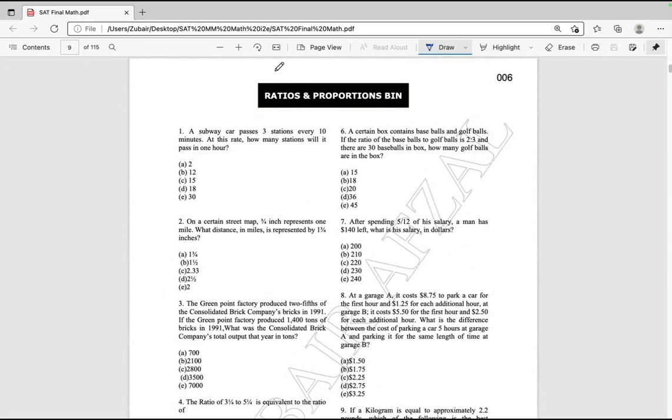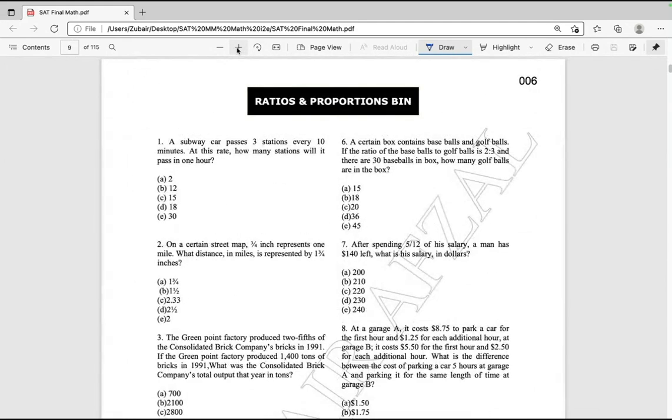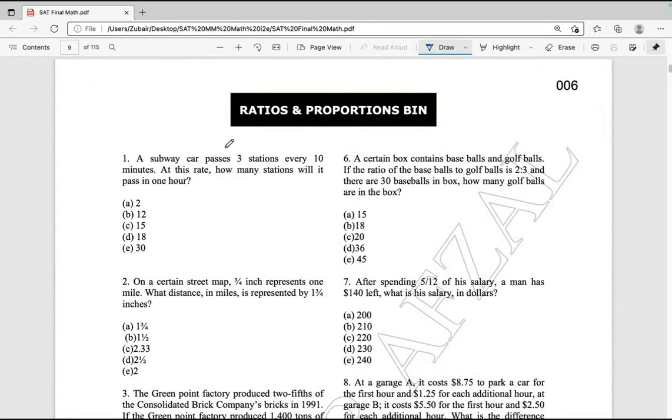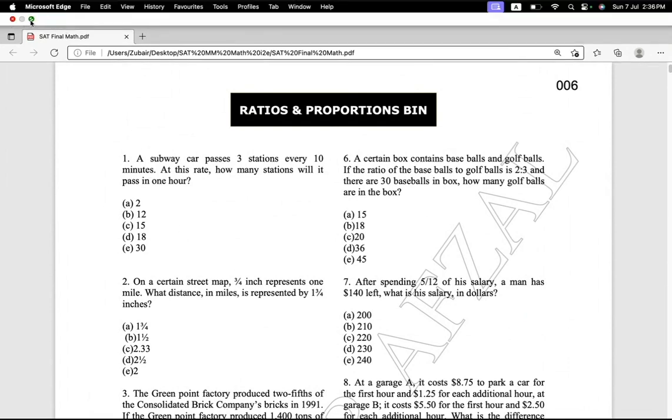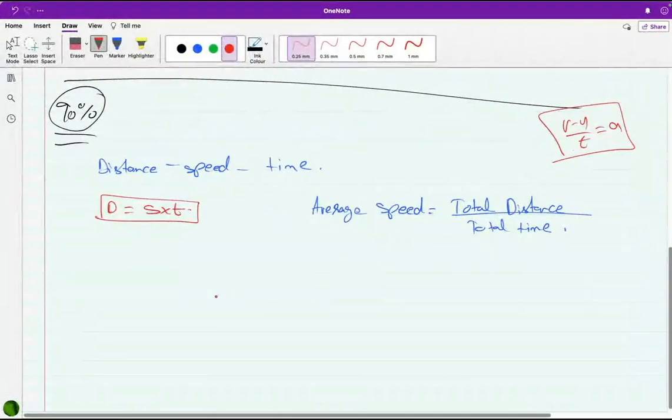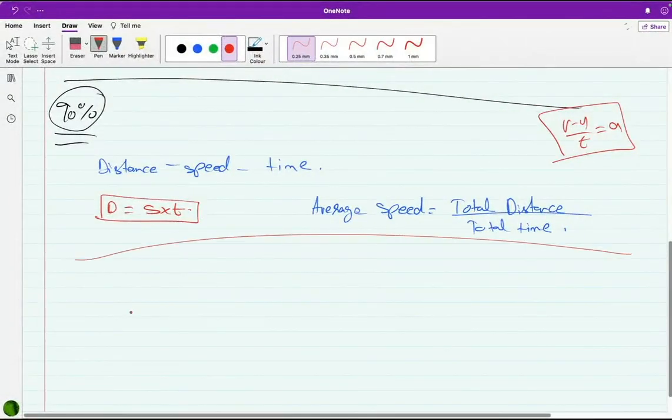The topic is ratio and proportion, and the difficulty level is the same as grade 10. In this session, we will directly jump to questions on ratio and proportion.